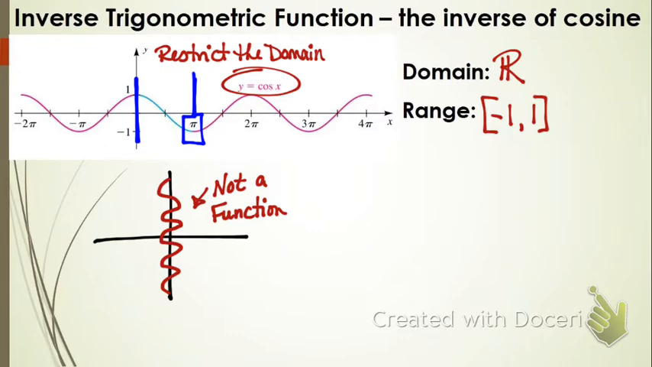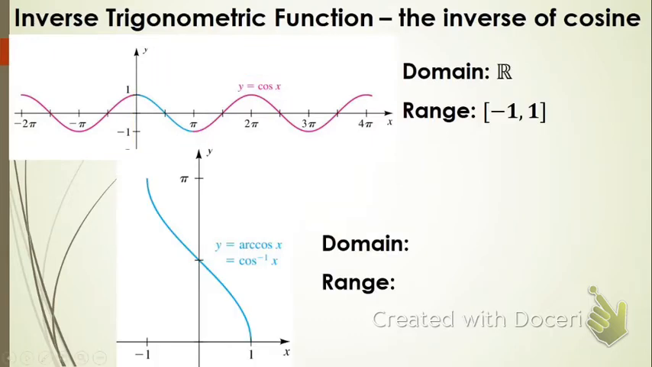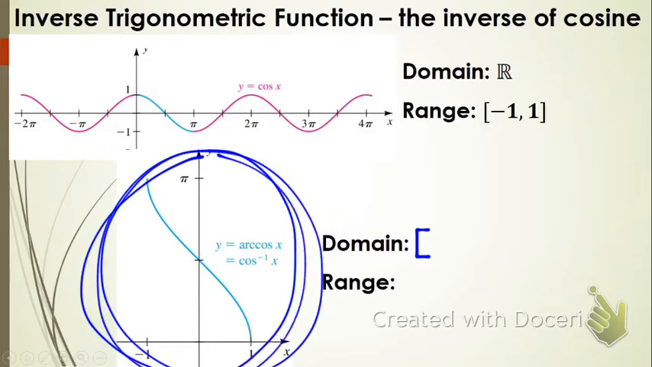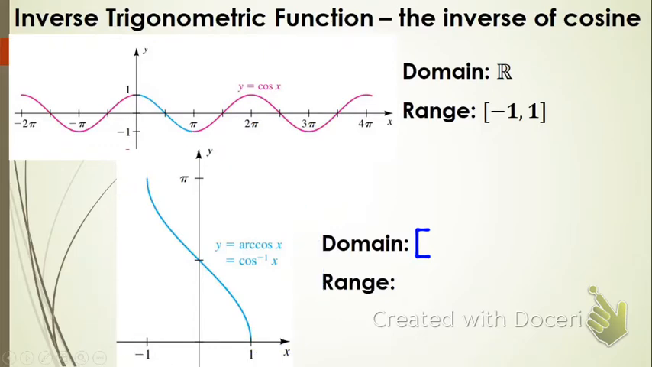All right, so I'm going to put up my picture here. This is what the inverse of cosine looks like when I have restricted that domain. So my domain for the inverse is what? Look at this inverse graph down here. From -1 to 1. And the range is going to be what? 0 to pi. From 0 to pi.